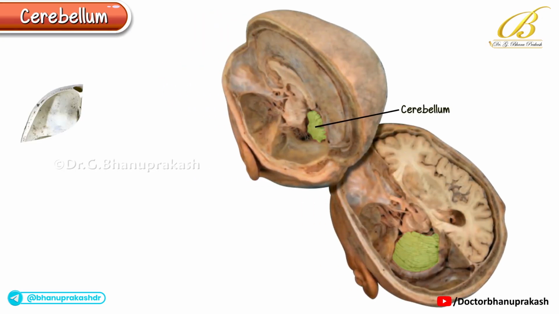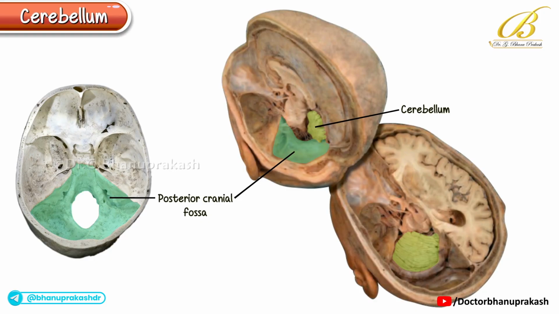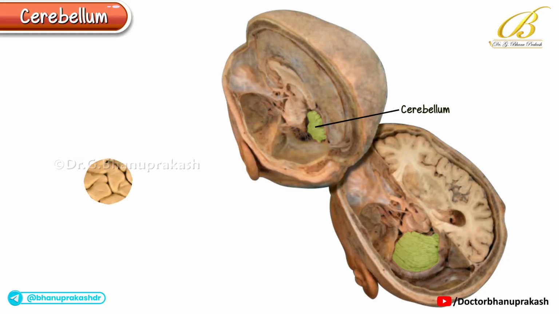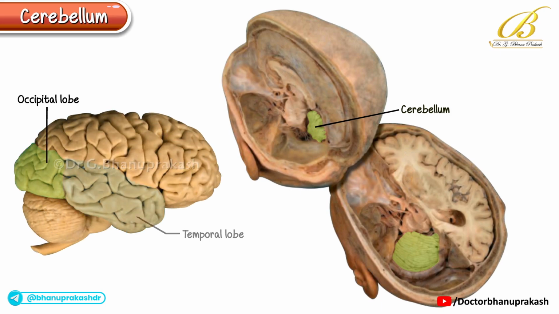The cerebellum sits in the posterior cranial fossa. It lies just above the foramen magnum and just below the occipital and temporal lobes of the brain. It is also covered by a fold of dura mater called the tentorium cerebelli.